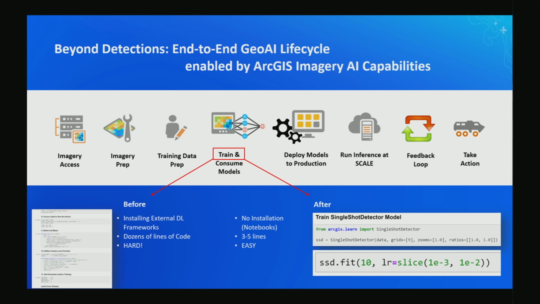This used to take, if you're using TensorFlow or another library which is not built for GIS, dozens of lines of code, and the hard part is even installing all of those dependencies. So with ArcGIS notebooks and this library, we make it dead simple to do that. Finally, once you've trained your model, the same model can be deployed in ArcGIS Pro or ArcGIS Enterprise with image server. You can do the inferencing at scale and then take the results out to the field using our apps.